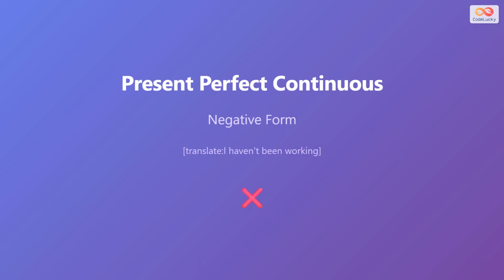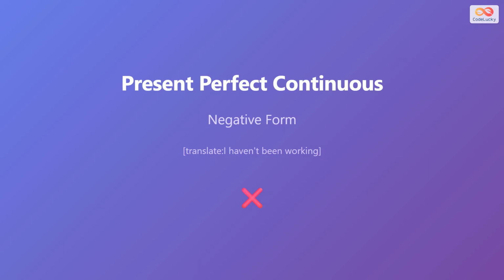Welcome to this lesson on the present perfect continuous negative form. Today, we will learn how to express actions that have not been happening from the past until now. This tense is useful when you want to say what you haven't been doing. The main structure uses have not or has not, followed by been, and then the verb with ing.